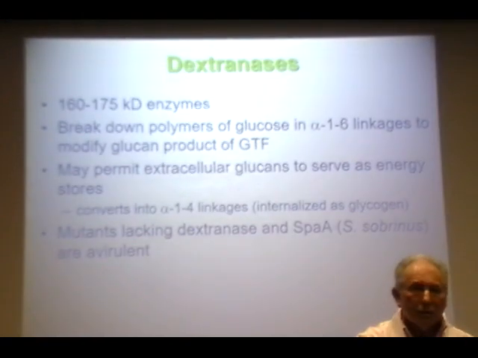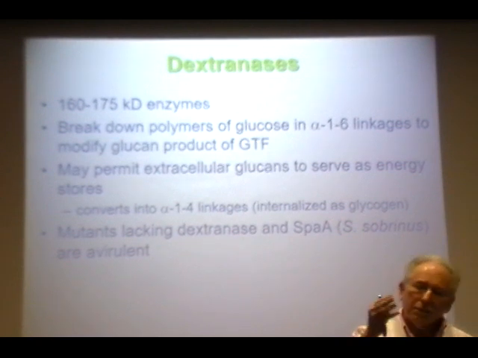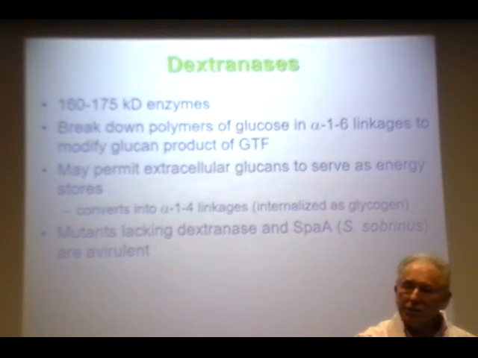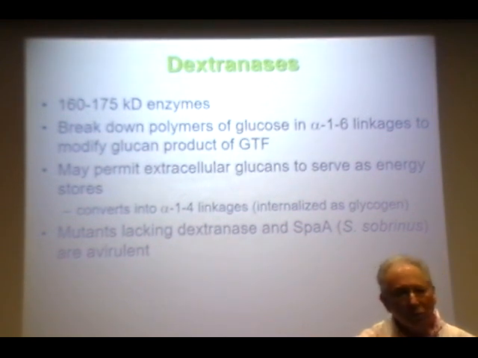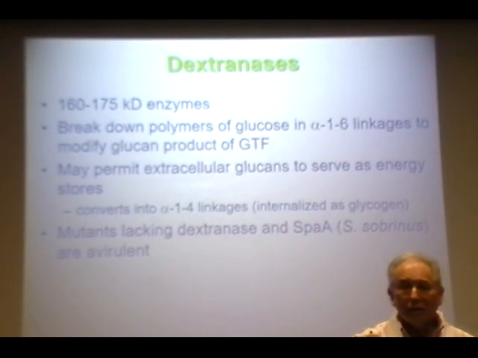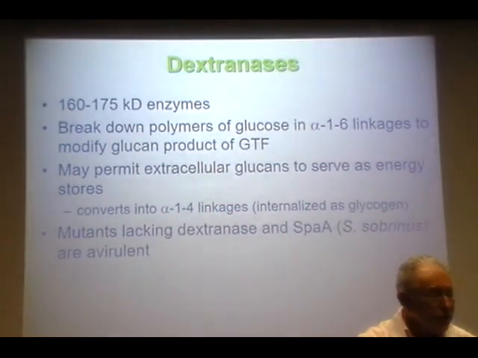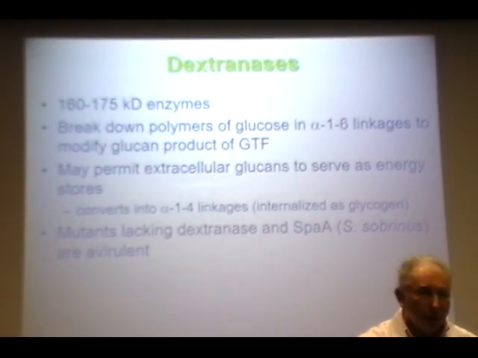And the reason is that these organisms are really smart. They sense that sucrose is no longer available, and they generate these dextranases. And they cleave the alpha-1,6, they convert it to alpha-1,4, they store it as glycogen, and they continue to ferment the glycogen and generate lactic acid. That's an extremely important take-home message. So what you have to do is not just remove the substrate, you've got to remove the bug.